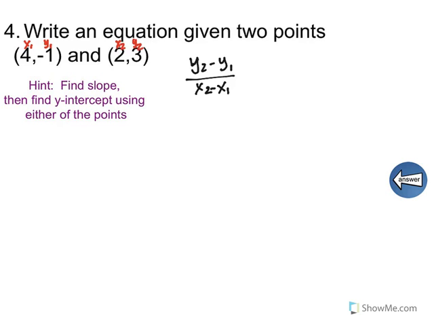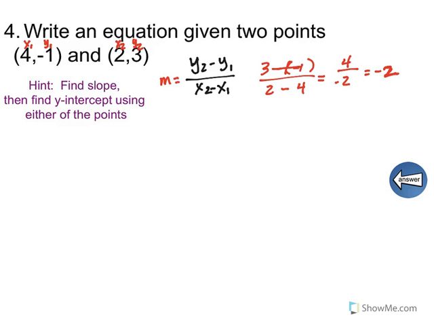Remember, I label the points just so that we get them in the right spot. Our y2 in this case would be 3 minus y1, which would be negative 1, over x2, which would be 2, minus x1, which would be 4. And so 3 minus negative 1, that would change to 3 plus 1, so it'd be 4. 2 minus 4 would be negative 2. And so 4 divided by negative 2 simplifies down to negative 2. And so we have a slope of negative 2.